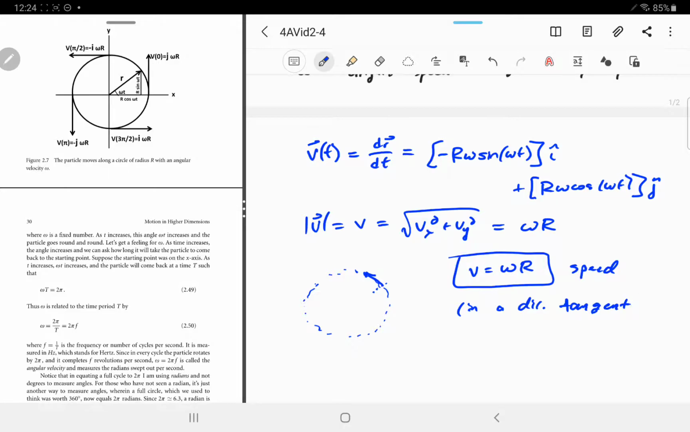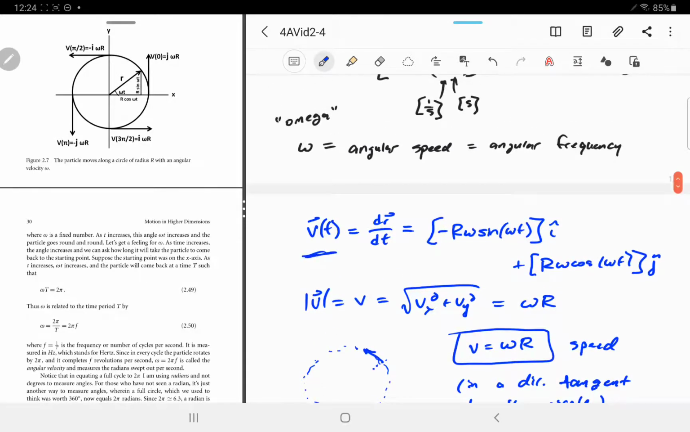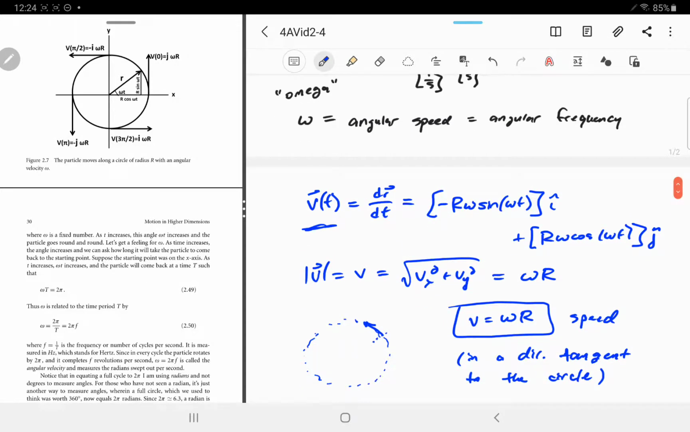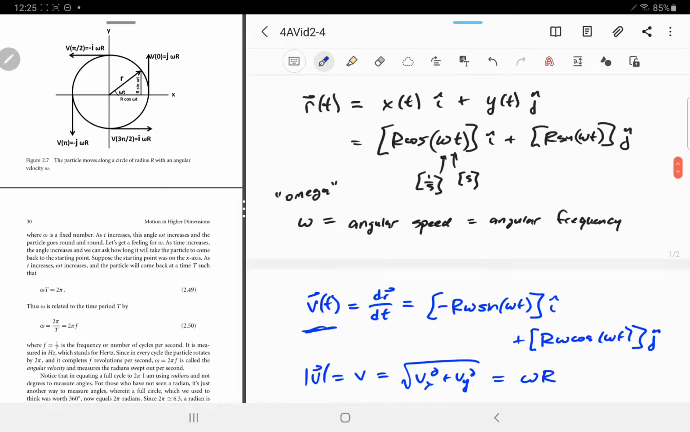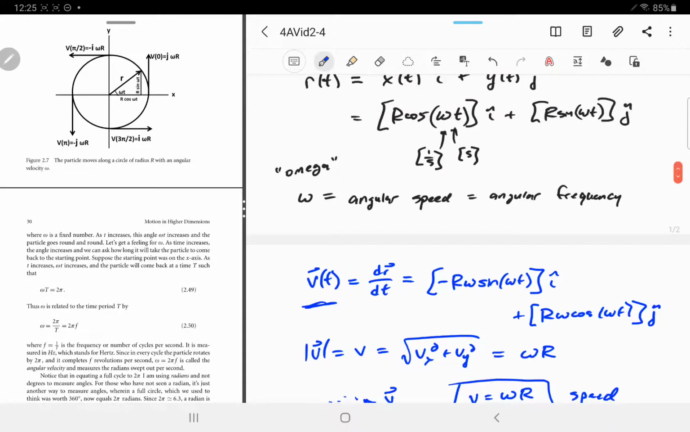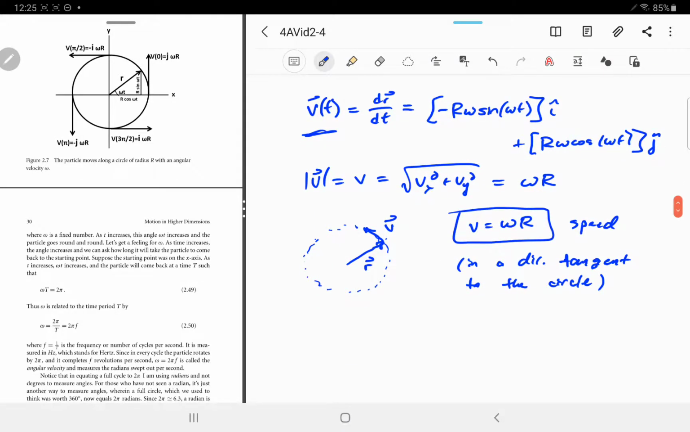If it wasn't tangent to the circle, then the radius would be changing. One way to show that it's tangent to the circle is to take your velocity vector and take the dot product with the position vector. So if this is r and this is v, one way to show that v is tangent to the circle is to show that the dot product is 0. Or in other words, the angle between those two vectors is 90 degrees. So if you take that vector and dot it with the r vector, you should be able to show that it's 0. So you get minus cosine sine plus cosine sine equals 0.